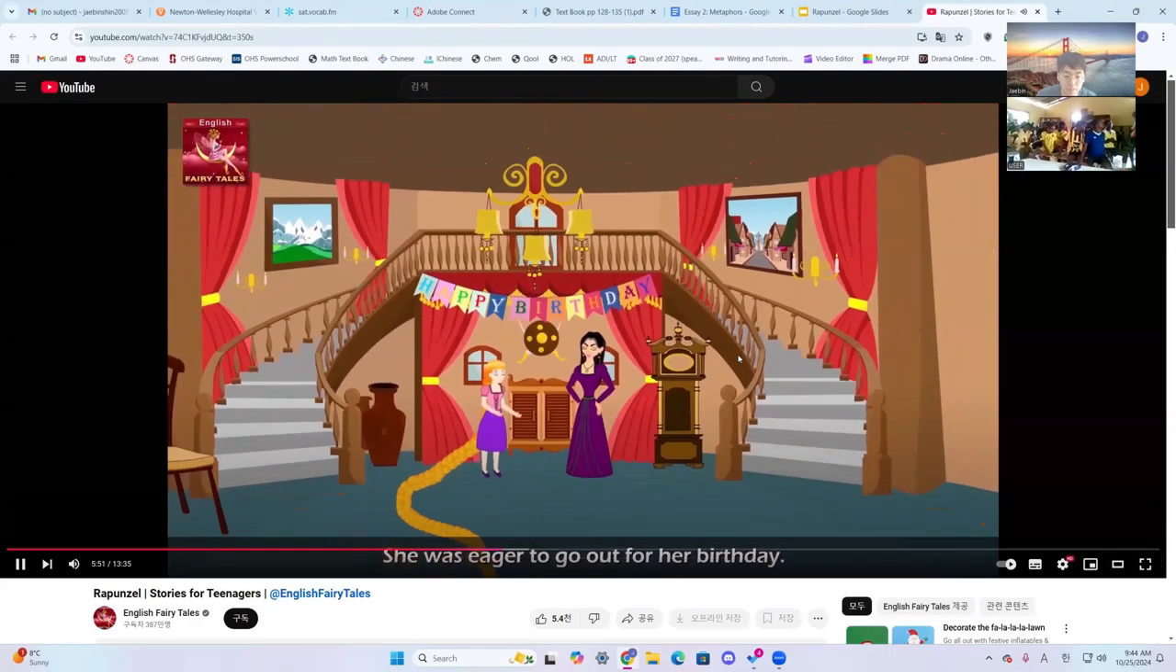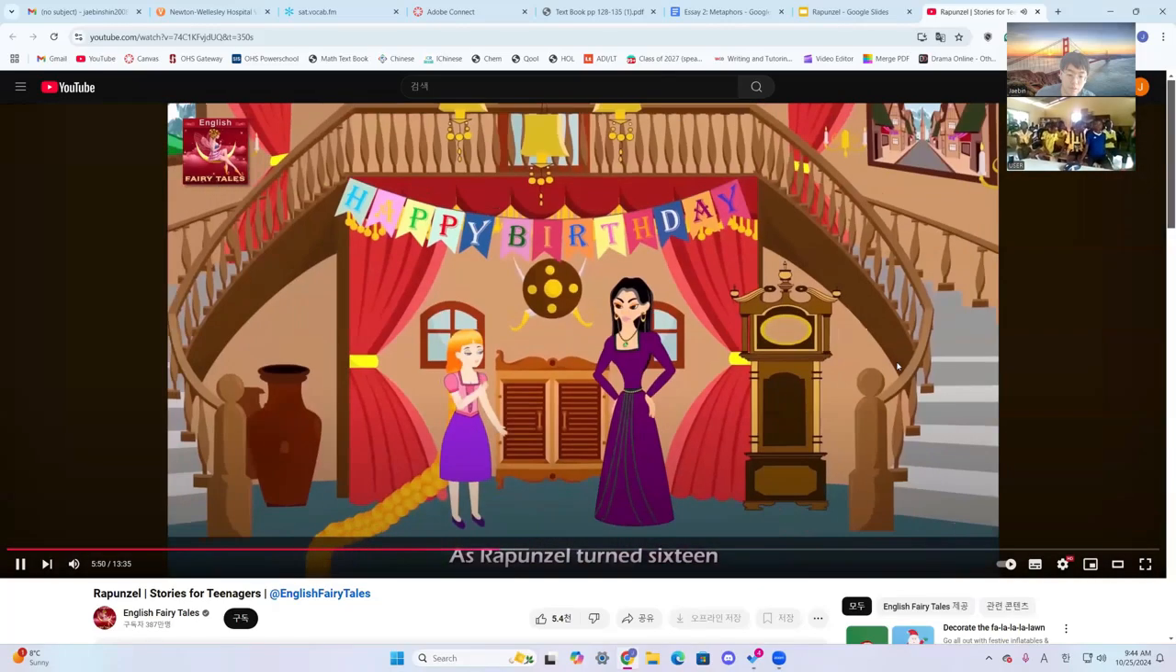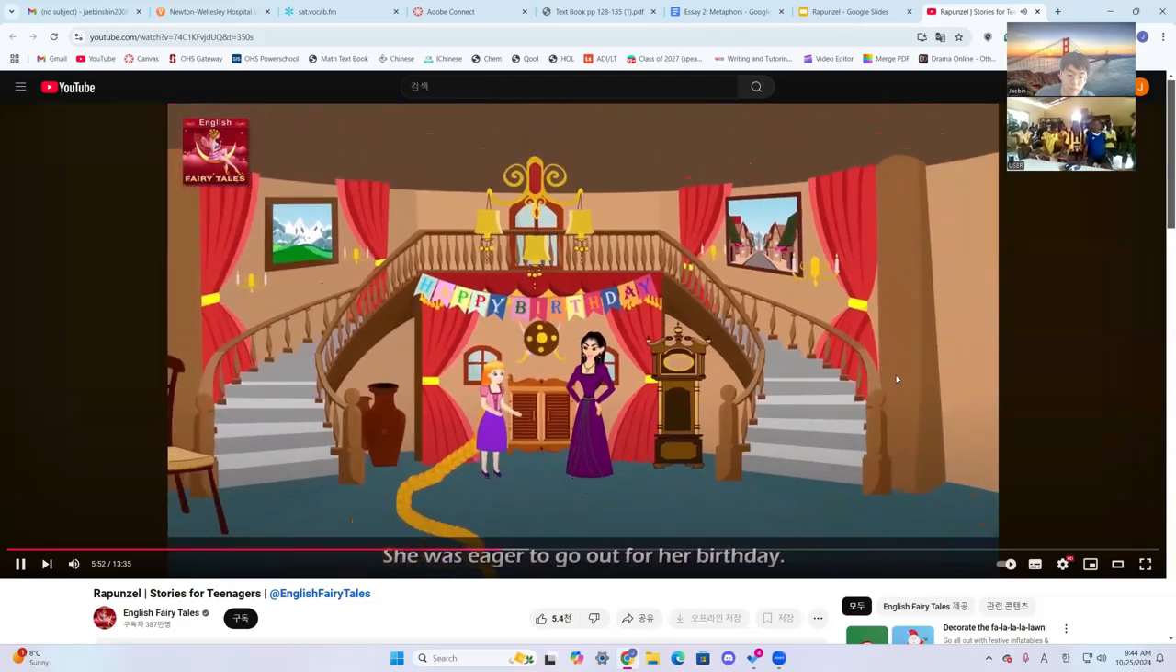She was eager to go out for her birthday. As Rapunzel turned 16, she was eager to go out for her birthday.